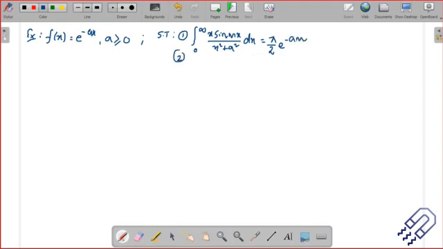Hello, sir. Yeah, tell me. Please tell me first thing, that means 0 to infinity x into sine mx divided by x square plus a square dx is equal to pi by 2 e to the power minus am. And the second relation is cos of mx divided by x square plus a square dx is equal to pi divided by 2a times e to the power minus am.